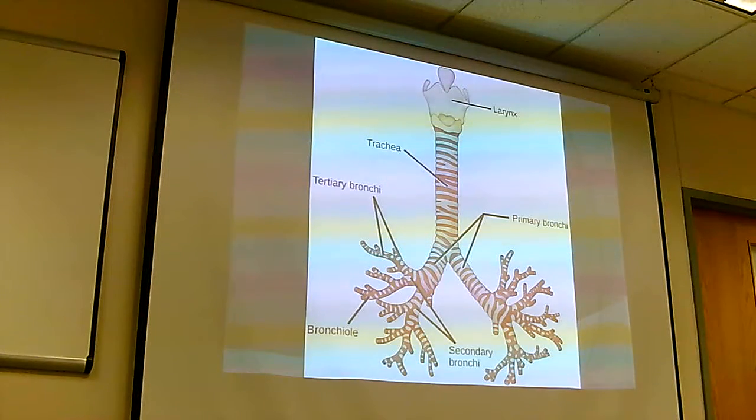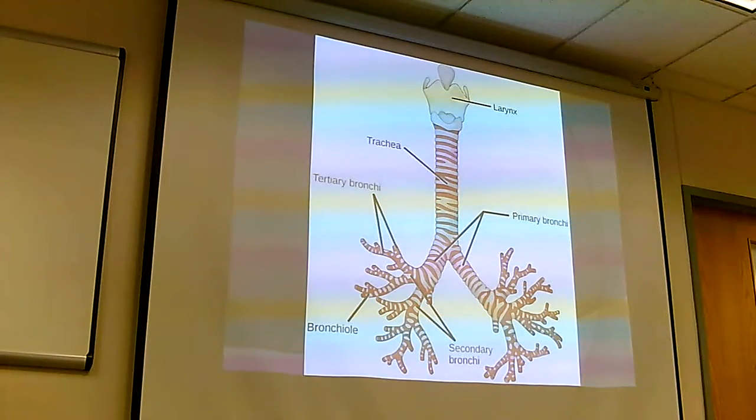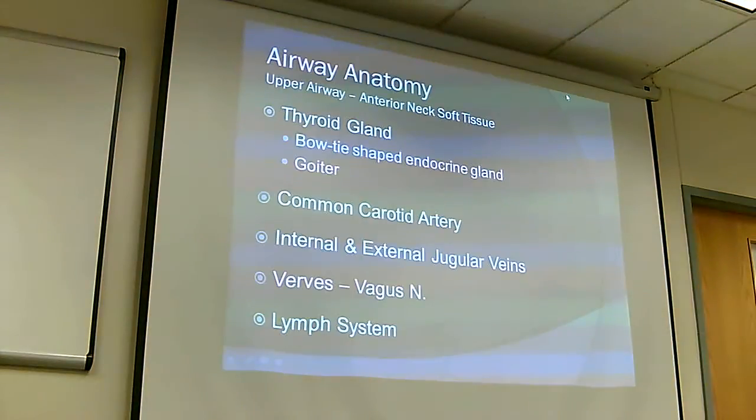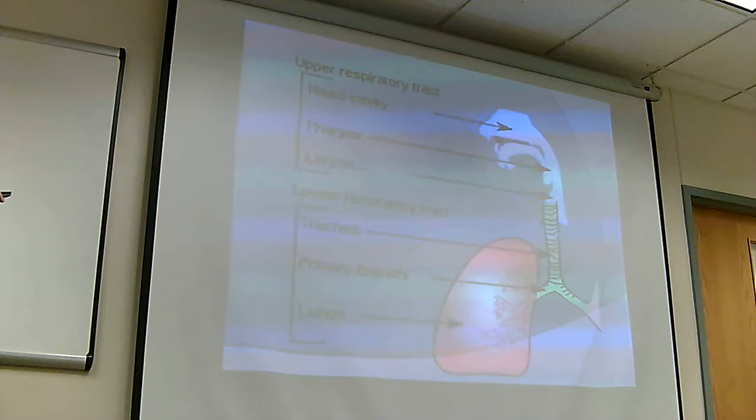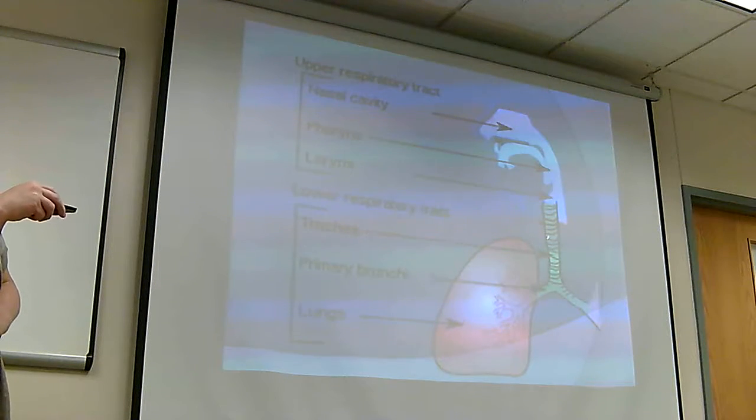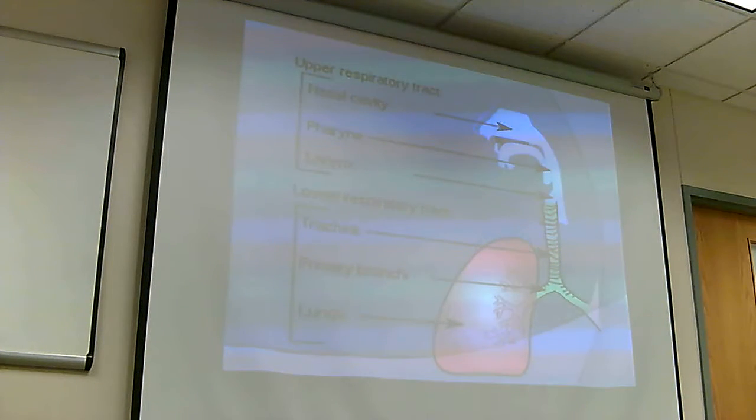So the larynx is part of the lower? Larynx is upper. Larynx is the dividing line. Yep. Once you're in the trachea, that's the lower. So larynx is upper, and then once you're past the vocal cords, in the trachea, is when you're in the lower. Okay. Thank you.